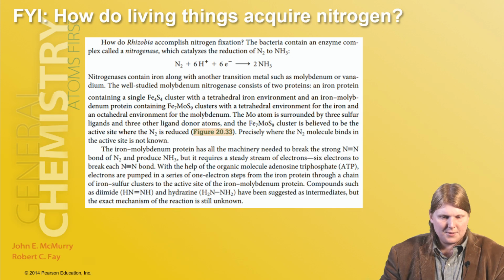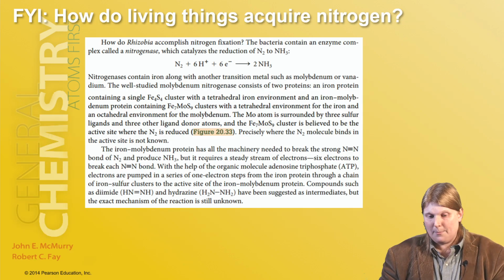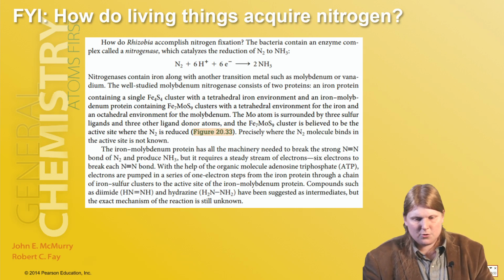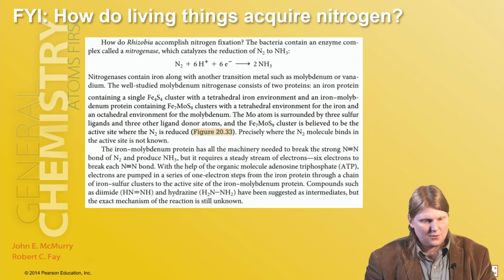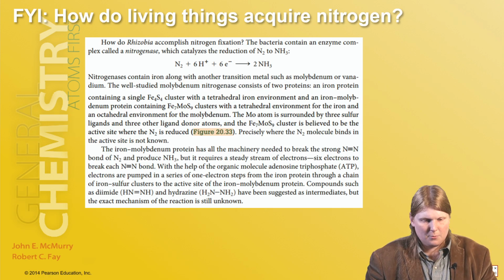And they look at the active site, right, and they're looking at this in terms of, how can we think about it as a coordination complex, right? They say the molybdenum atom is surrounded by 3 sulfur ligands and other donor atoms. The Fe7 molybdenum sulfur 9 cluster is believed to be the active site where the N2 is reduced. Precisely is not known. The book's maybe a little dated, so maybe we do know now.